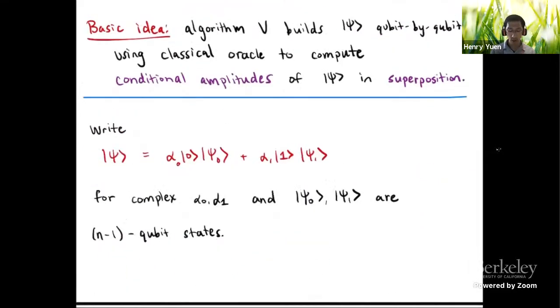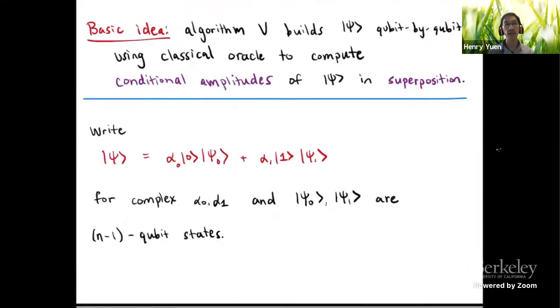How does this protocol work? Well, the basic idea is that the algorithm V is going to build the state psi qubit by qubit, and it's going to use the classical oracle at each step to compute something called conditional amplitudes of psi in superposition. What are conditional amplitudes?